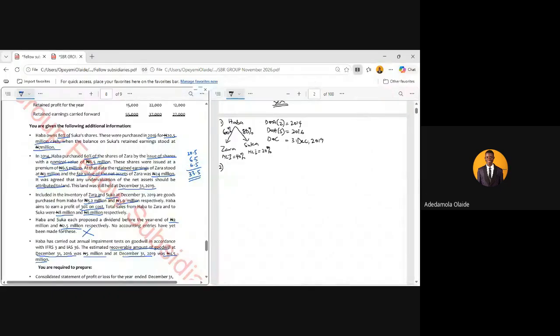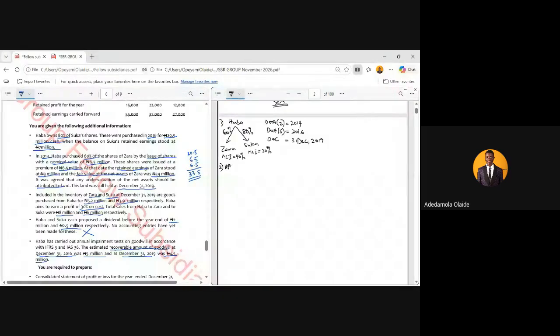There will be no issue of the seller recognizing the profit. So what do we do? We'll say unrealized profits, URP, on inventory. So which one do we want to look at first? Let's take it one after the other.